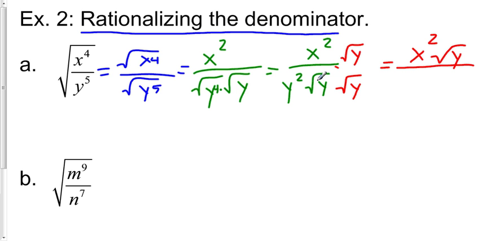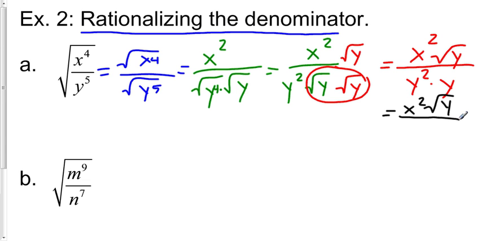In the denominator, here's what happens. When you take the square root of y times the square root of y, you get the square root of y squared. And they undo each other, and so we just end up with y. So what we get is y squared times y. These two together, when you multiply them, give you y, because we get the square root of y squared. Okay, so then our final answer now, if you take y squared times y, our final answer becomes x squared times the square root of y over y to the 3rd power.